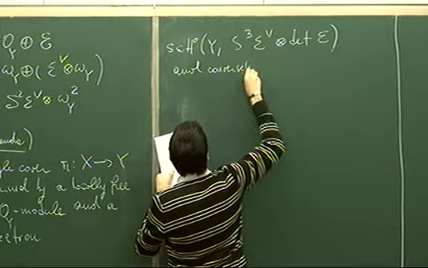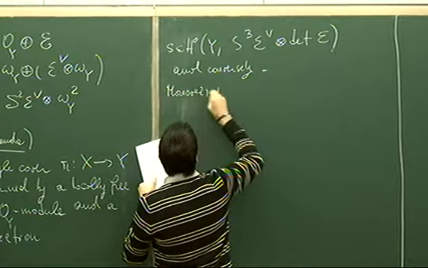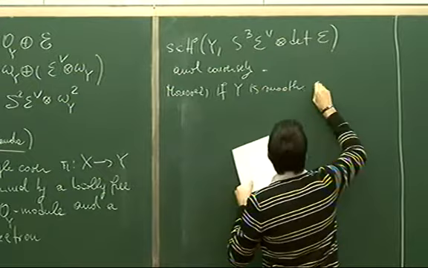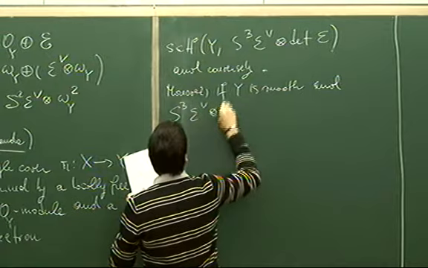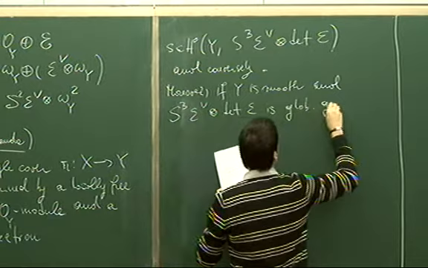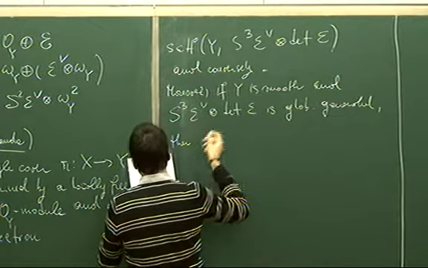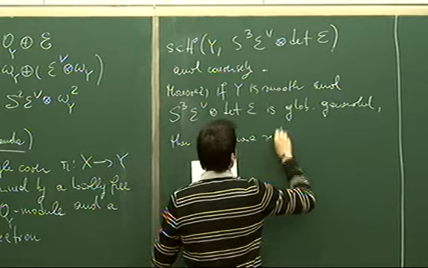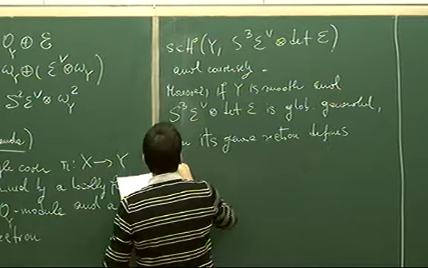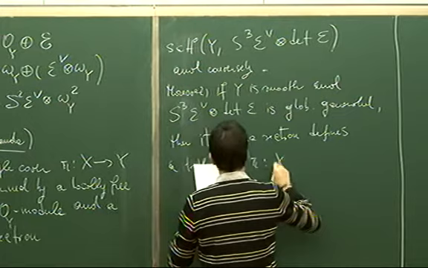Moreover, if Y is smooth and this bundle is globally generated, then a generic section defines a triple cover pi from X to Y with X smooth.